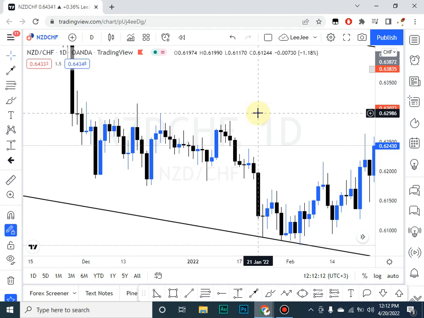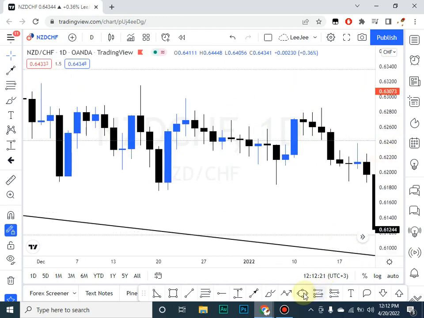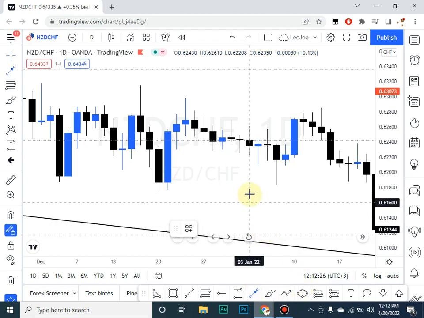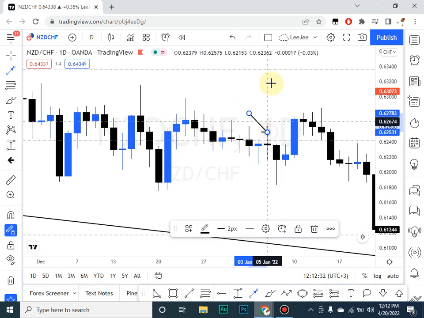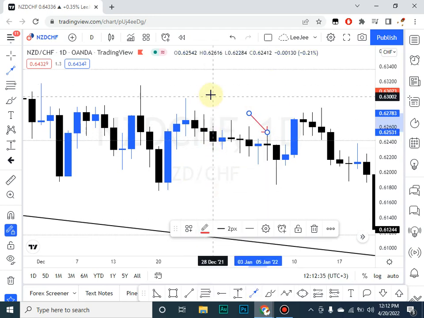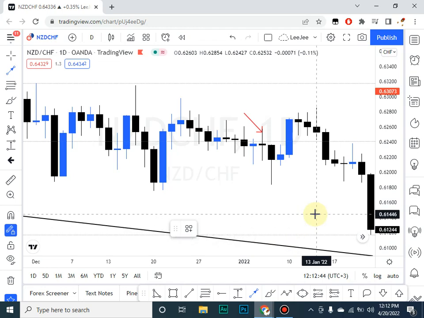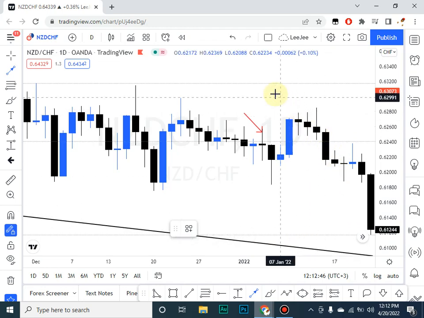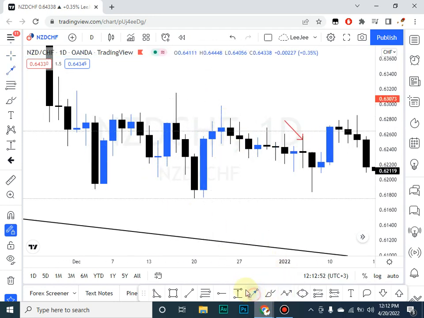So we have the long-legged doji. Long-legged doji. There are so many dojis. Let me start with the long-legged doji. The long-legged doji looks like a plus, like this. It looks like a plus. So that's called the long-legged doji. Then we have the dragonfly. Okay, this is also a long-legged doji over here.